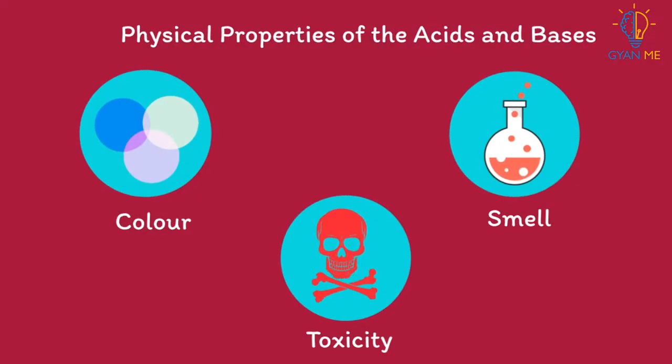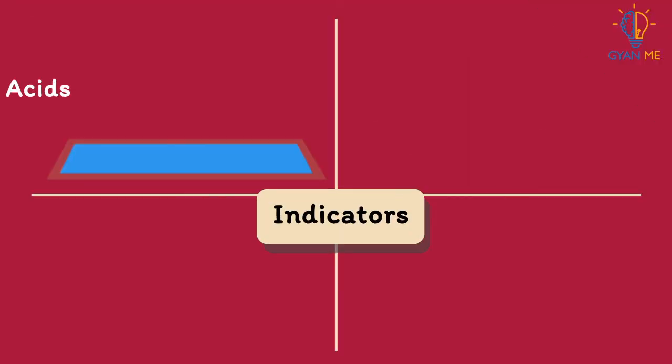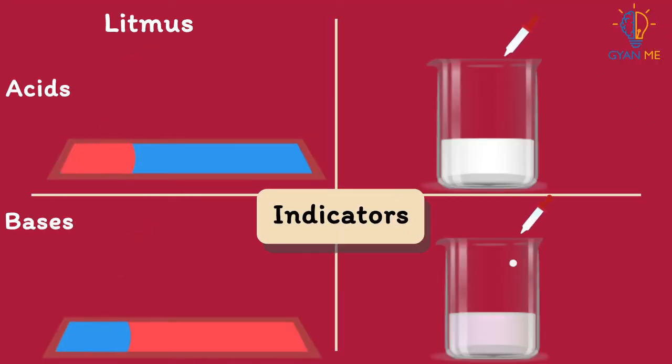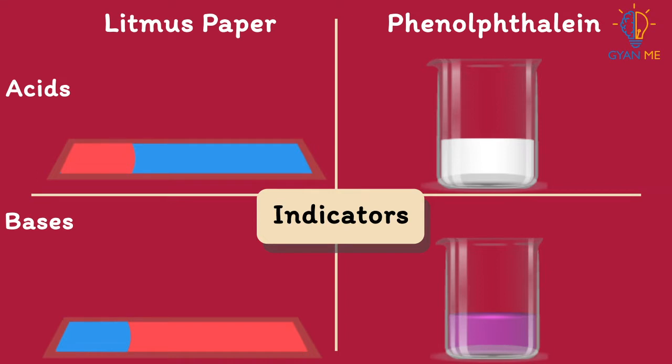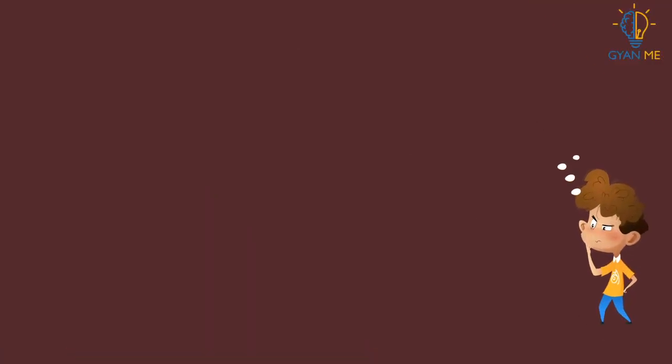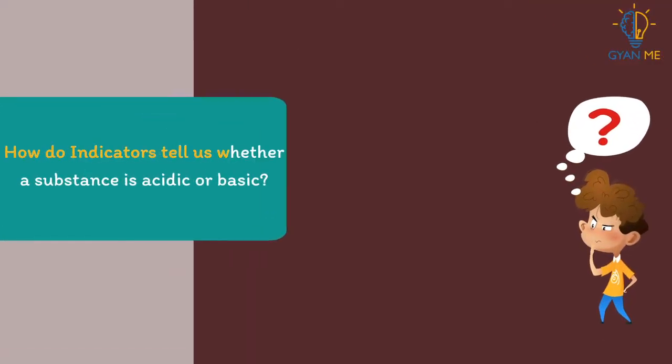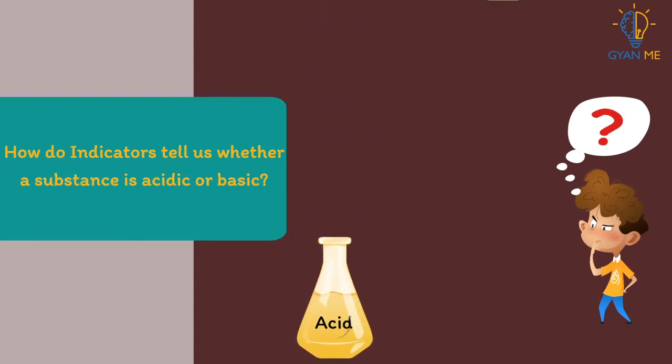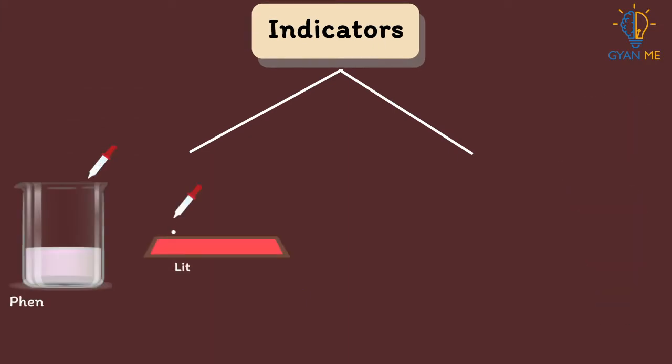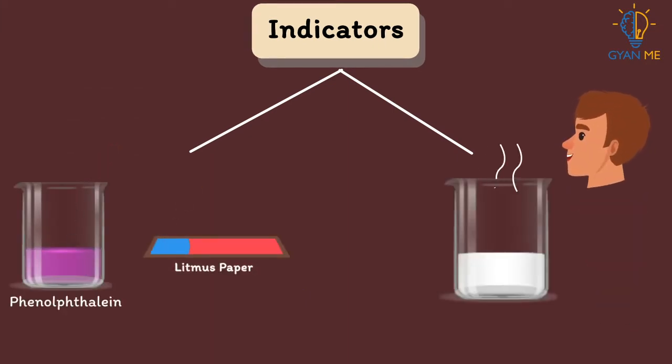Hello students, in our previous video, we learned about physical properties of acids and bases and indicators. We also learned that indicators are used to tell us whether a substance is acidic or basic. But how do indicators tell us whether a substance is acidic or basic? Well, actually, indicators change color or smell when brought in contact with acids or bases.